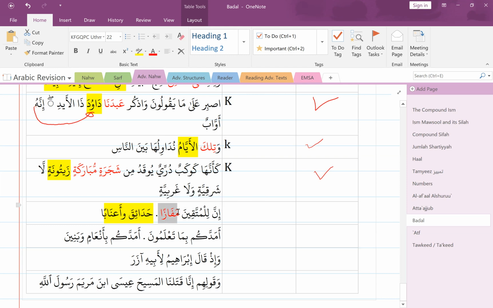What is success? Allah is saying, certainly for the muttaqeen is success. What is success? Hadaiq, gardens, wa a'naba, and grapes. Exactly. And of course, this is again another badal al-kul, which is one of the main badals that happens in the Quran. Badal al-ba'd also happens quite a bit, but badal al-ishtimal rarely happens, so you can spot it only once in a while.